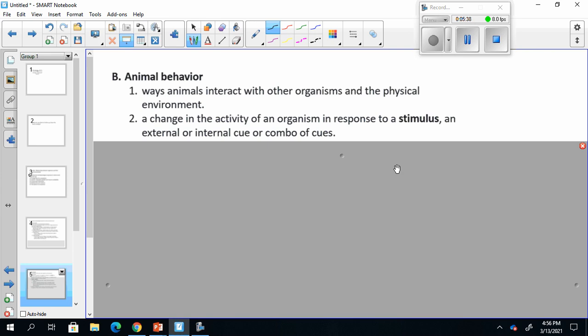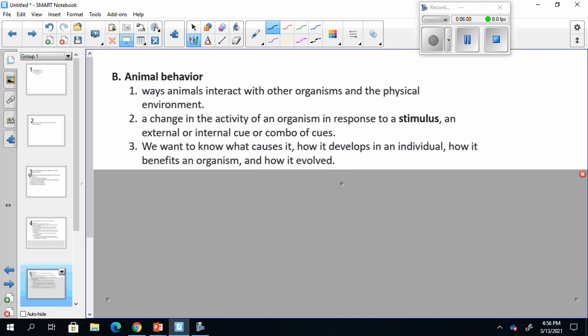When we're looking at behaviors, we're looking at how they change their activity based on a stimulus. A stimulus is a cue, and it can be from an external thing, like a predator coming at you, or an internal cue, like the acidity of the blood increasing. Both of those are stimuli, and you need to respond to them.